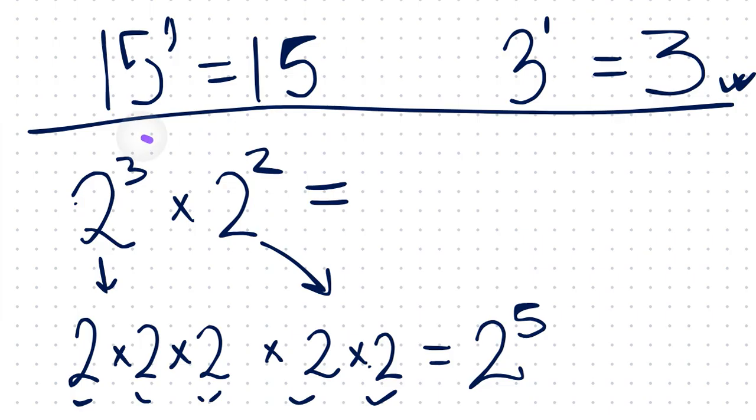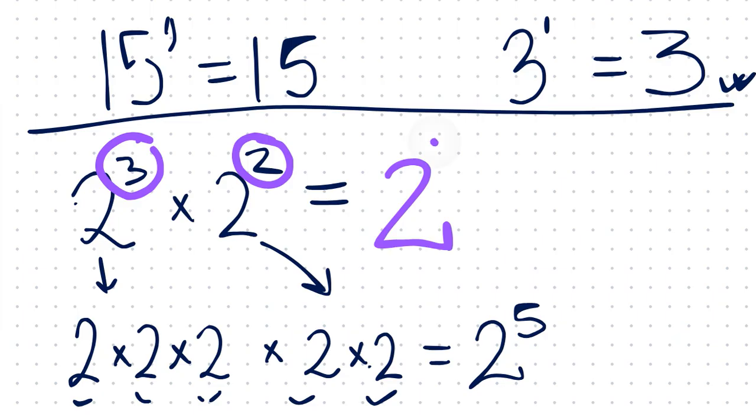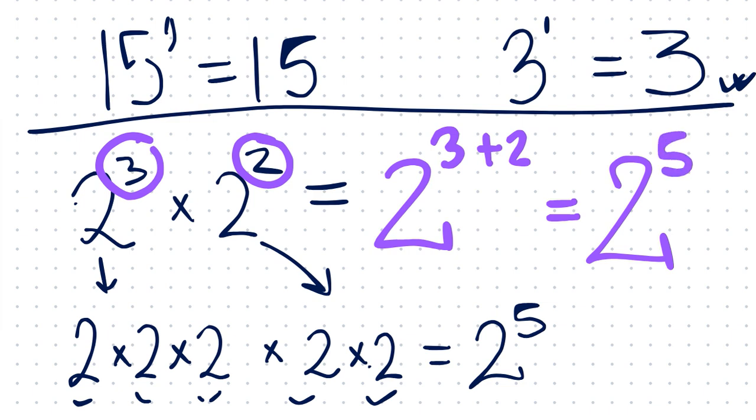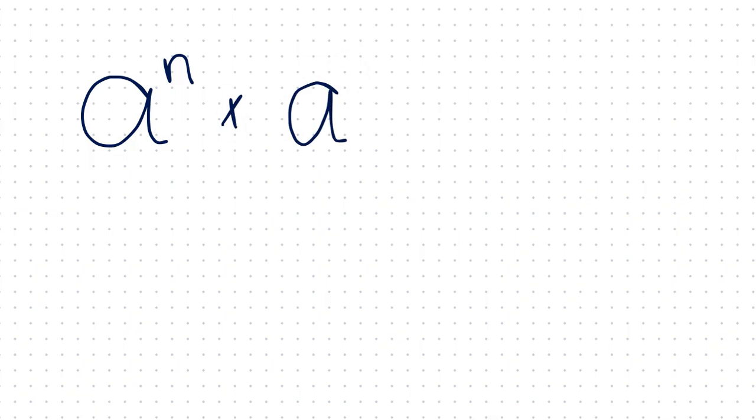If we have 2 to the power of 3 and 2 to the power of 2, then that means basically it's 2, and we just add the exponents. So 3 plus 2, which is equal to 2 to the power of 5. Excellent. So we can tell that our first formula is: if a number to the power of n is multiplied by the same number to the power of m, the answer will be the number to the power of n plus m.